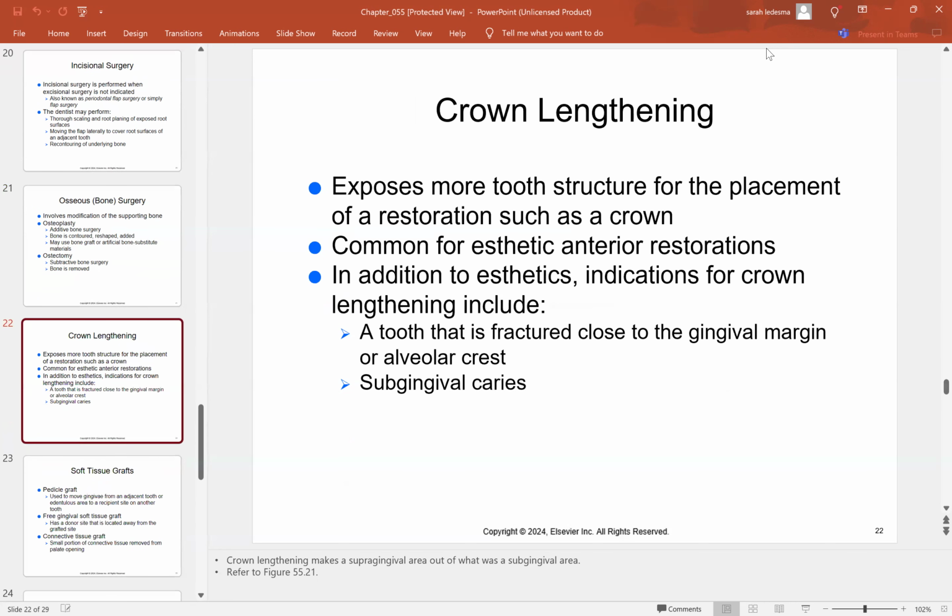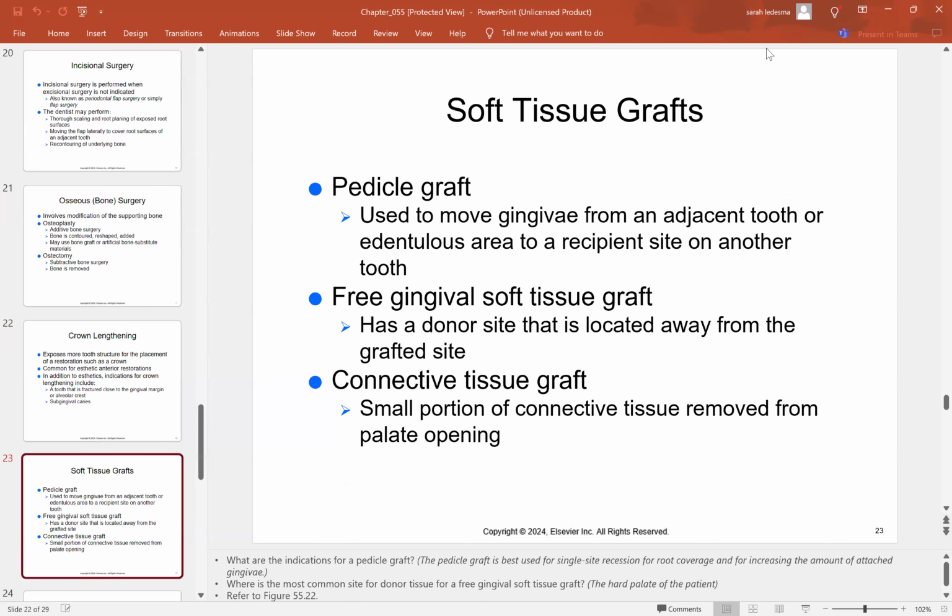Crown lengthening exposes more tooth structure for the placement of a restoration such as a crown. Common for aesthetic anterior restorations. In addition to aesthetics, indications for crown lengthening include a tooth that is fractured close to the gingival margin or alveolar crest, and subgingival caries.